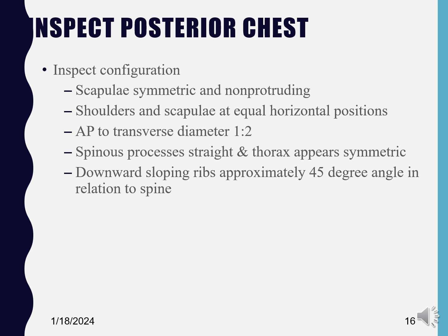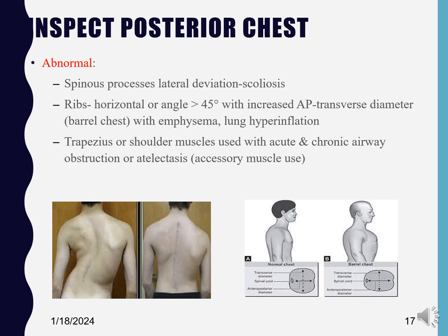In the posterior chest, you're again looking to see if we have symmetry to the scapula. We know that if any scapula is protruding, sometimes we see that with a scoliosis or lateral deviation. Again, the spine should be midline, and the thoracic cage should appear symmetric. So here are some pictures of that abnormal inspection, that lateral deviation of scoliosis, and the AP to transverse diameter, or the barrel chest.